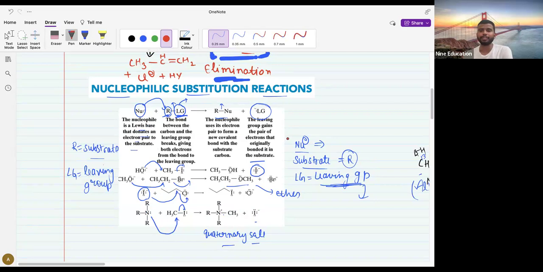So these are some examples of nucleophilic substitution reaction. You should know what is a nucleophile, what is a substrate, and which is the leaving group in the reaction.